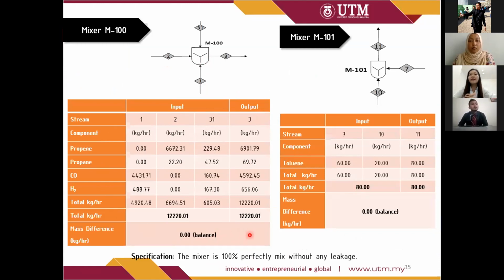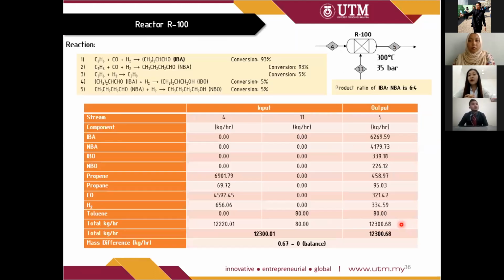From here, we can see that the total mass in is equal to the total mass out. On the right-hand side is the mixer M101, which is used to mix the feed toluene and the recycled toluene back to the reactor. And here the mass difference for input and output is 0. Next, this is a reactor. The equation involved and the conversion for each equation is shown in the slide. And from the table, we can see that the total input is equal to the total output.